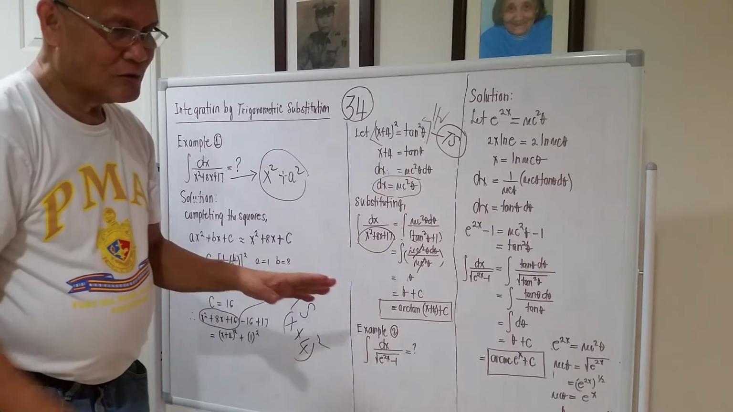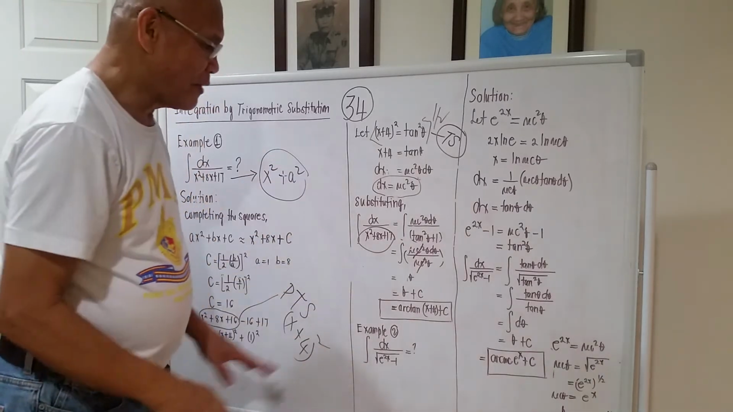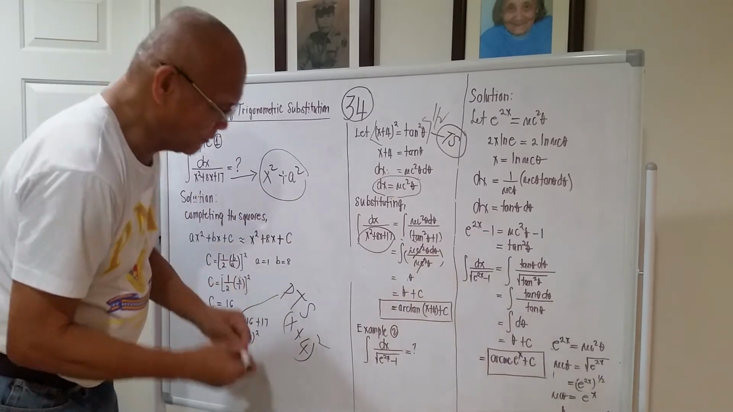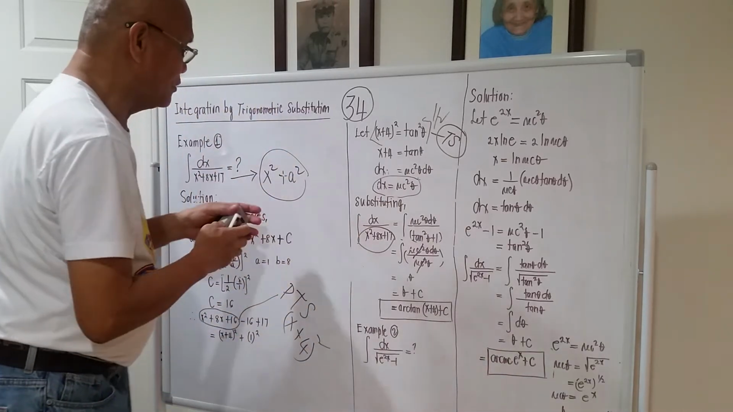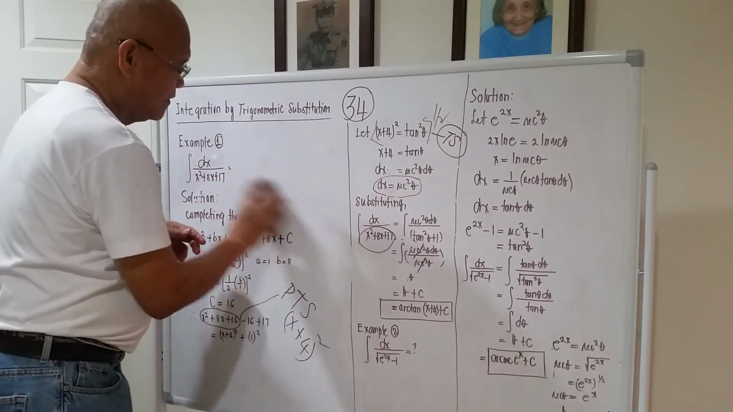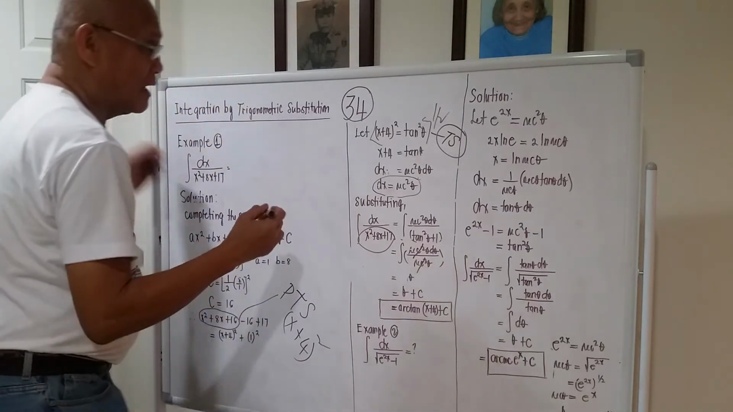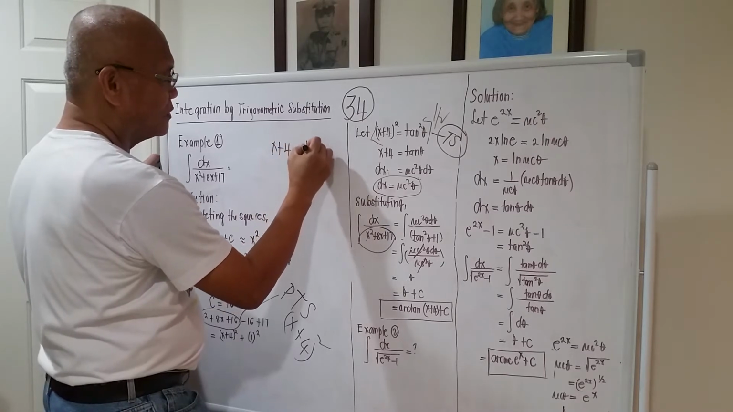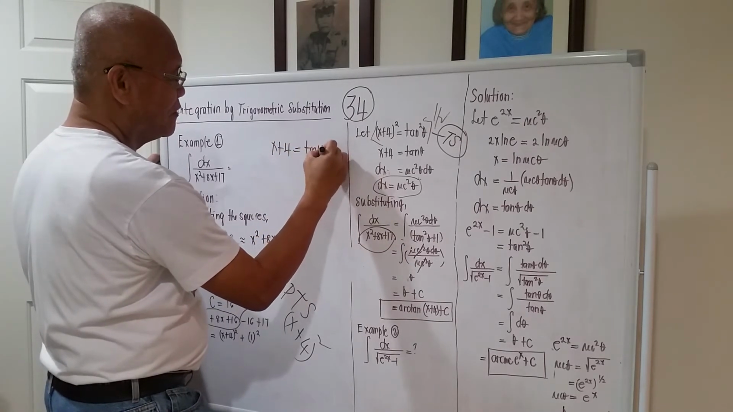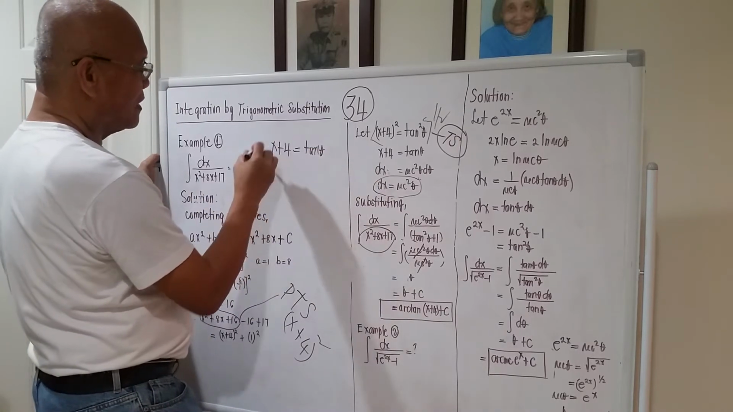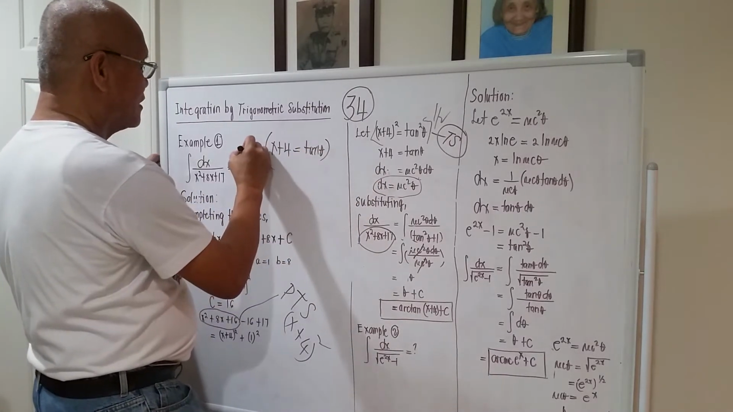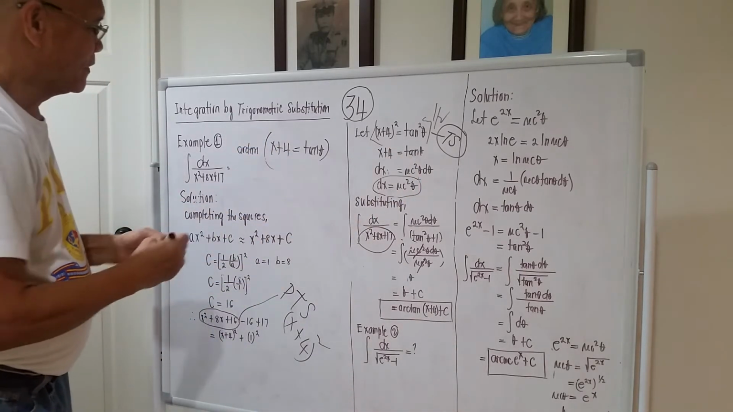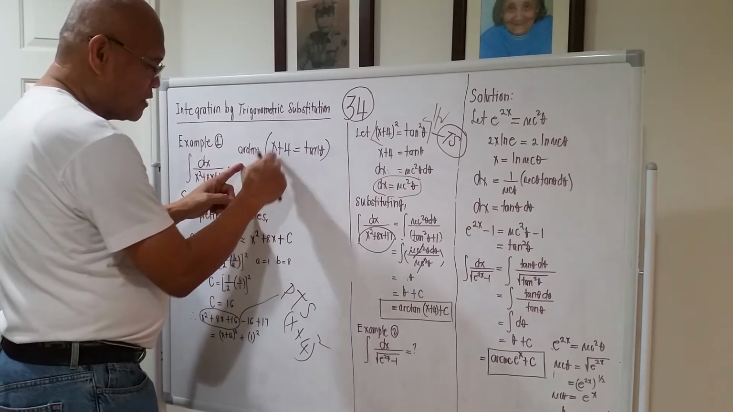Okay, let's try to bring out the final answer in terms of x. But what is theta? You go back to the substitution. Our substitution is x plus 4 equal to tangent of theta. To solve for theta, take the arctangent of both sides.